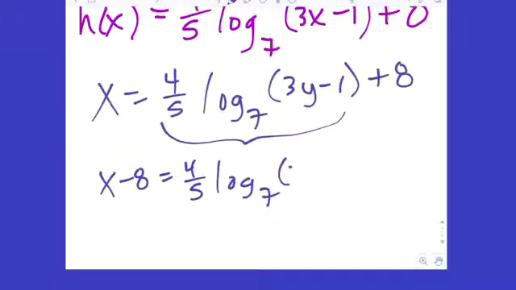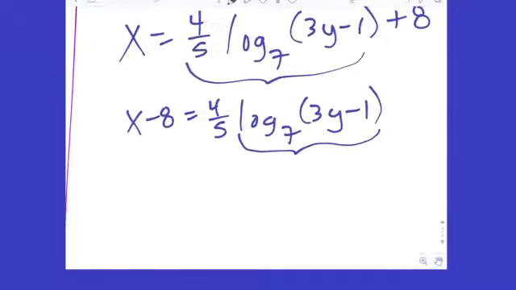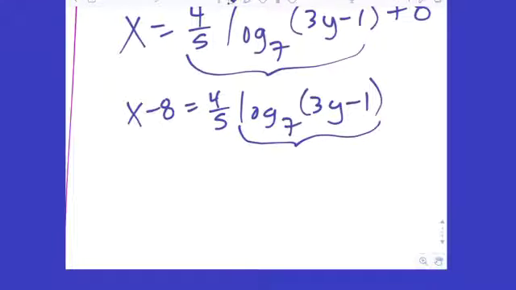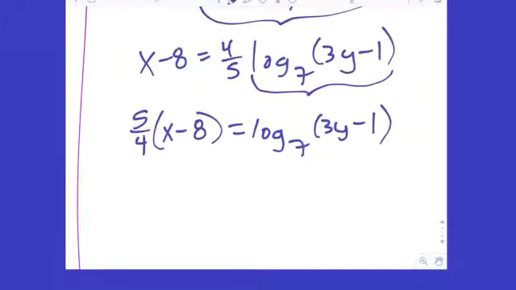And then once you isolate the term with the variable, you have to isolate the variable factor, which is the log itself. So instead of dividing by 4/5, because it's a fraction, I'll multiply both sides by the reciprocal, 5/4. So we get 5/4 quantity x minus 8 equals log base 7 of 3y minus 1. And now we've got the log isolated.